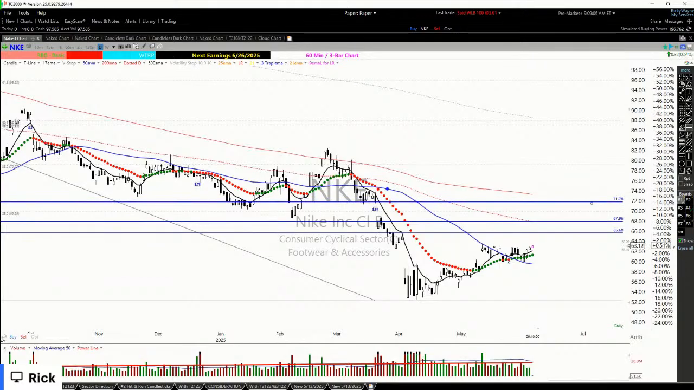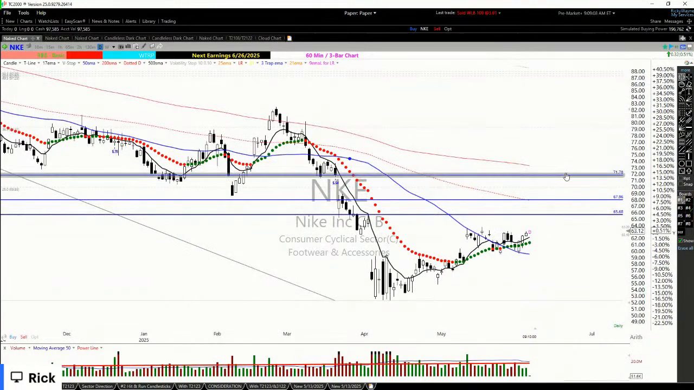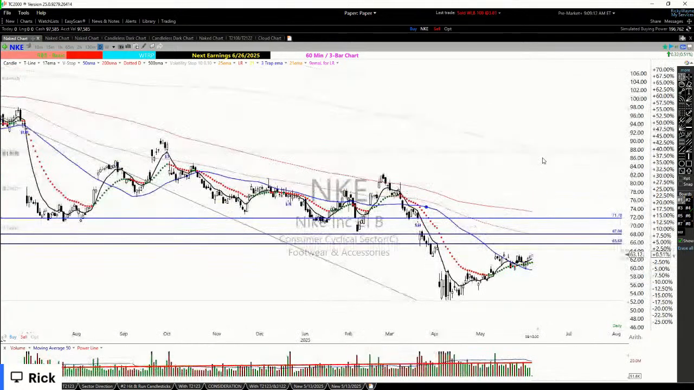Actually, I'm going to just put it right there. That fills that gap. We accomplished that on Nike. Then we can look at something else, okay? Look for bigger numbers here.